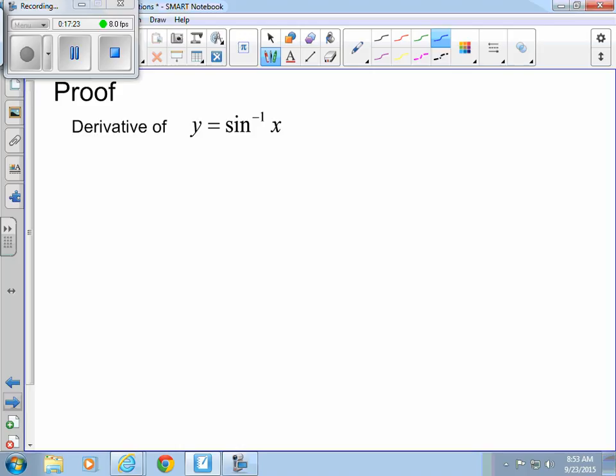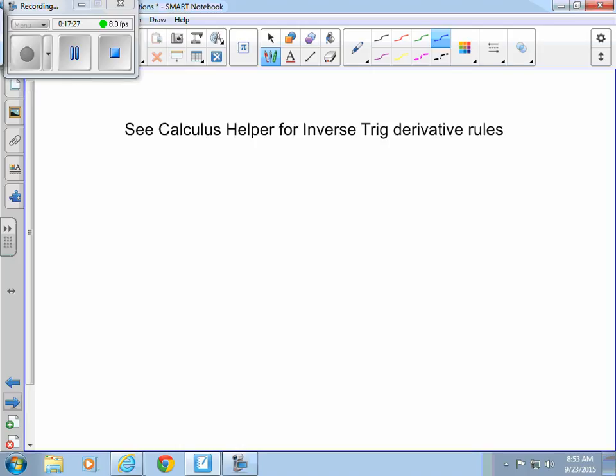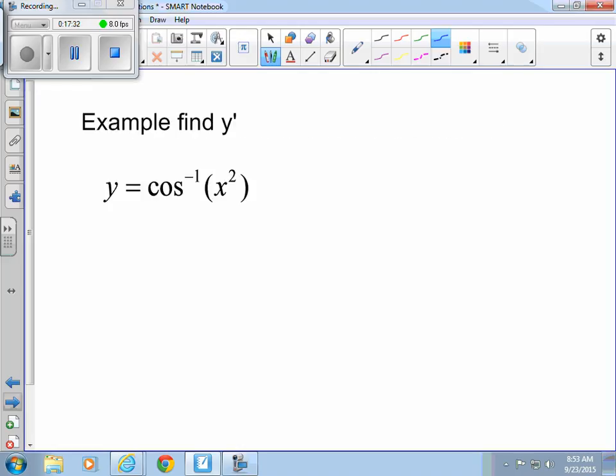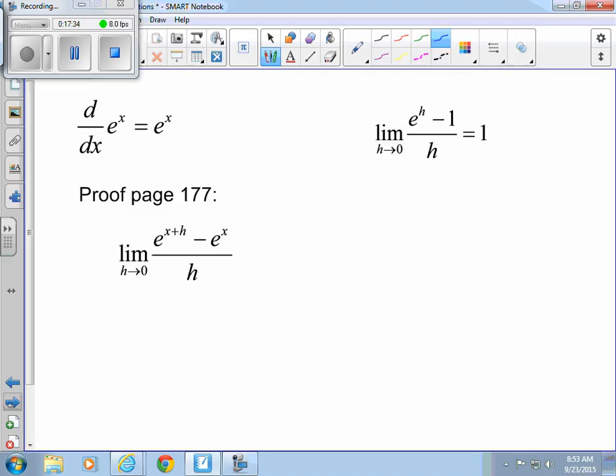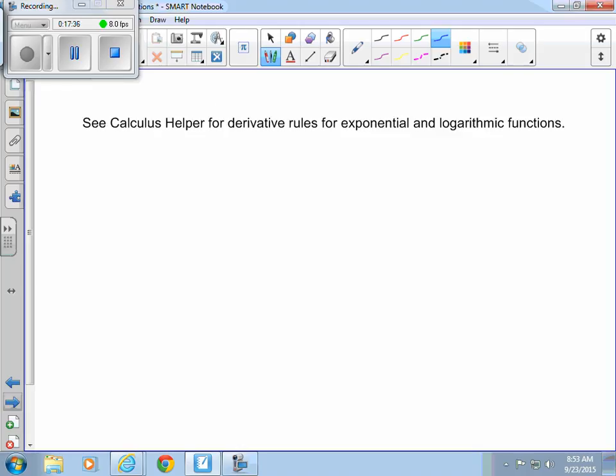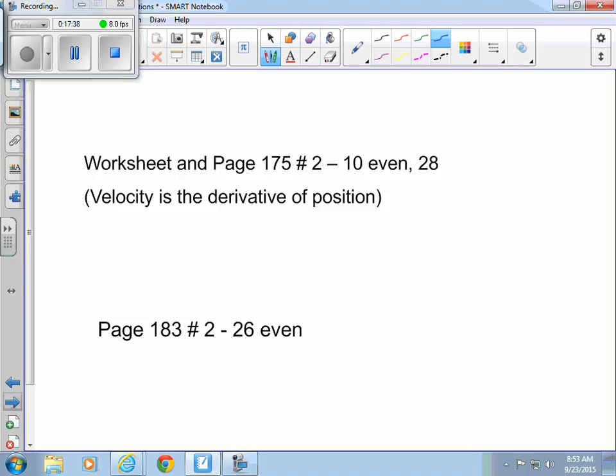I will do this proof tomorrow. You can see your calculus helper for those inverse trig derivative rules. For now, you can just follow them. We'll also do the derivatives of logs. I'll show you why. Both of those tomorrow.